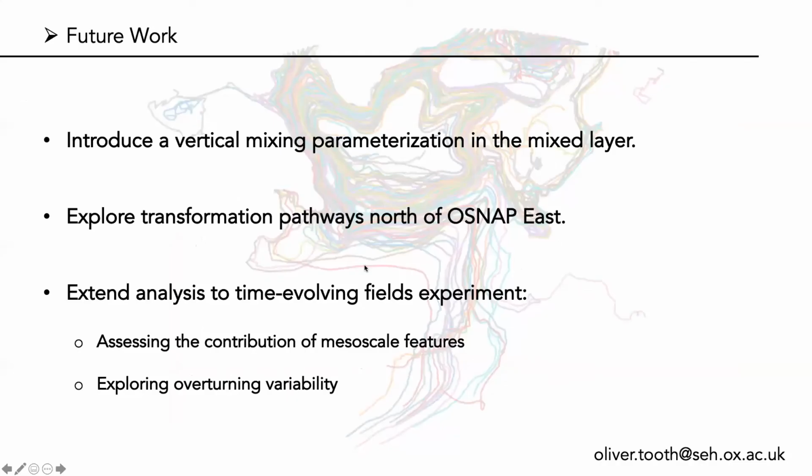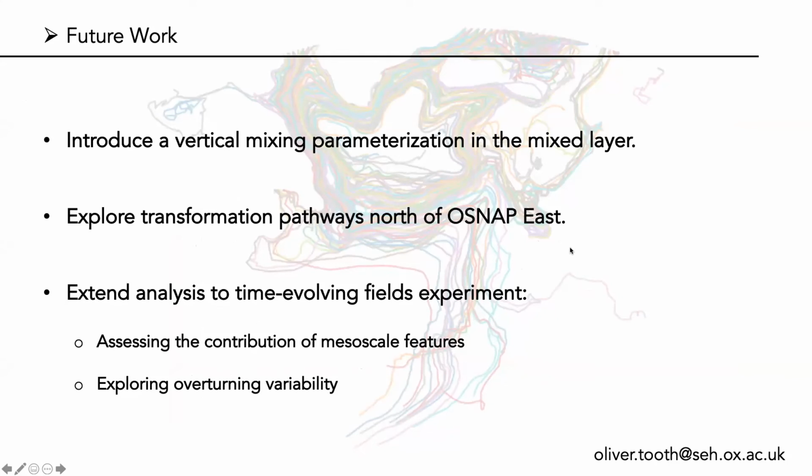So definitely we're wanting to introduce a vertical mixing parameterization in the TRACMASS simulation. But also, I want to use this methodology and extend it to look at waters and look at the transformation north of OSNAP East. And in particular, some early work I've done on this suggests that the water that is coming from the subtropics from 40 north experiences quite significant transformations north of OSNAP East. So that's something I would like to focus on.